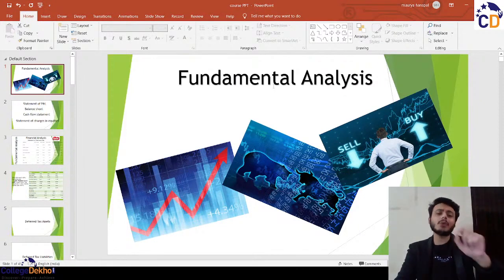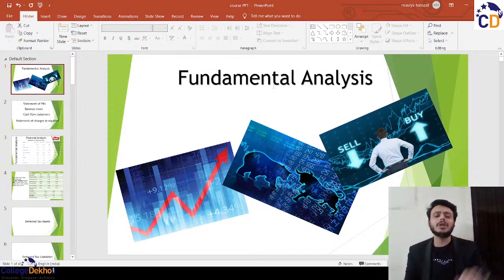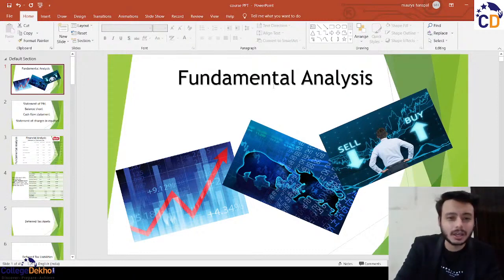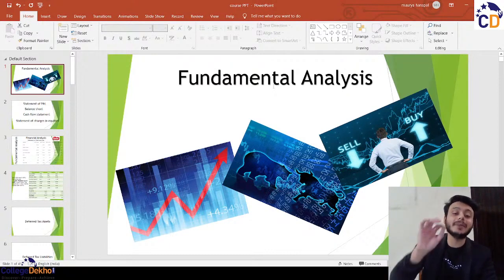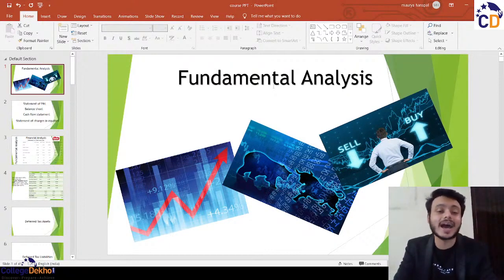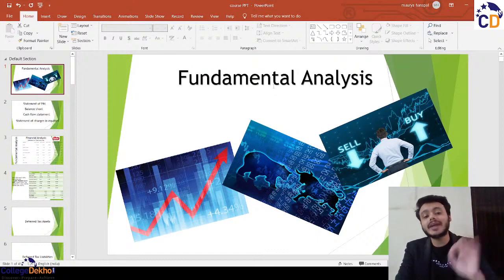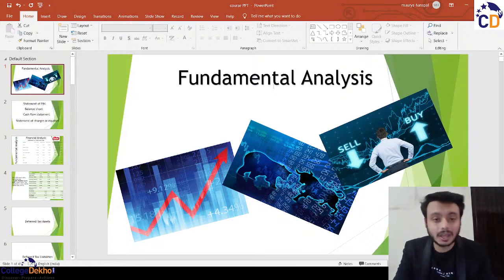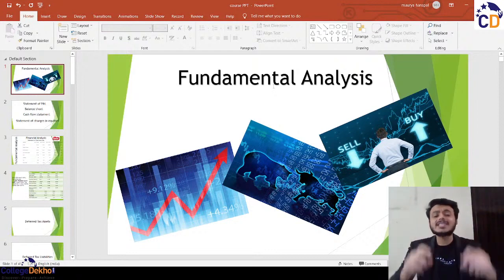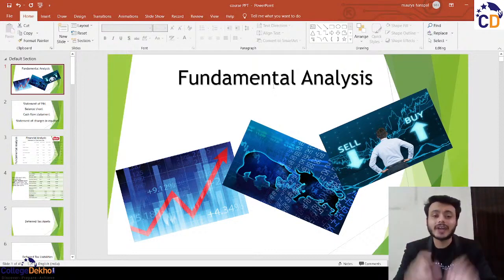But before talking about fundamental analysis, let's try to understand the difference between trading and investing. And further, understand the difference between fundamental analysis and technical analysis, so that people can make an easy differentiation between fundamental and technical analysis as well as trading and investing. So when we talk about trading, it is basically for a shorter period of time.